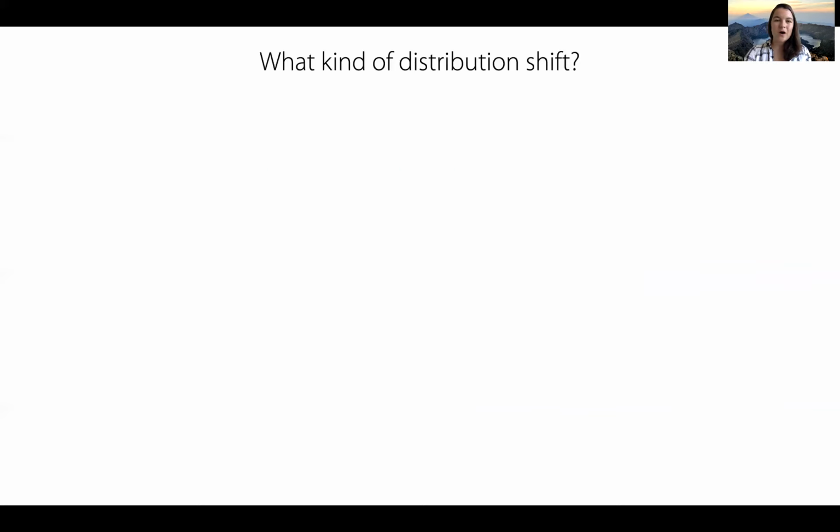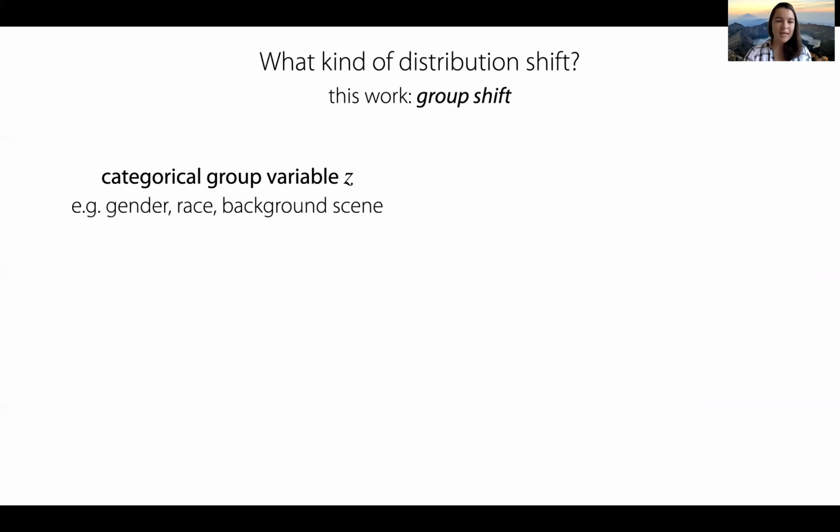Okay, so first we need to characterize the kinds of distribution shift that we're going to be expecting. In this part of the talk, we'll be considering what's called group shift. There have been a number of works that study this sort of distribution shift. What this looks like is you assume that you have a categorical group variable Z. This variable Z could represent gender, race, some background scene, a variety of different concepts. We assume that these group variables are going to be known during training. Essentially, for each data point, we'll know both the input, the label, as well as the group variable Z.